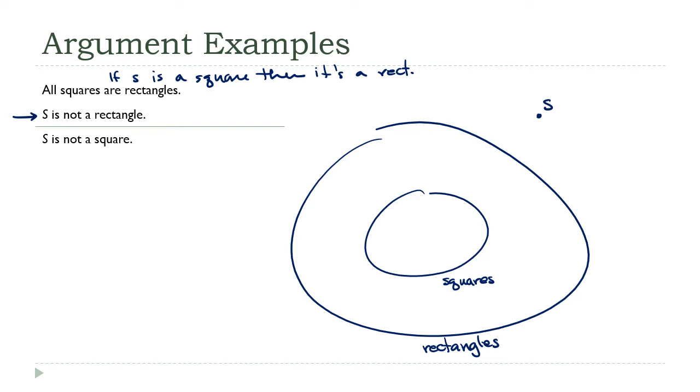So my question is, does this mean that S is also not a square? Well, yes. S is not in the square circle, and in fact, there's no way it could be. There's no possible way I could slip S into that square circle. So my conclusion here is that this is therefore a valid argument.